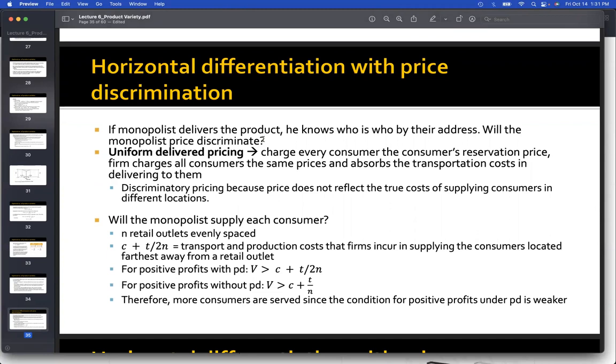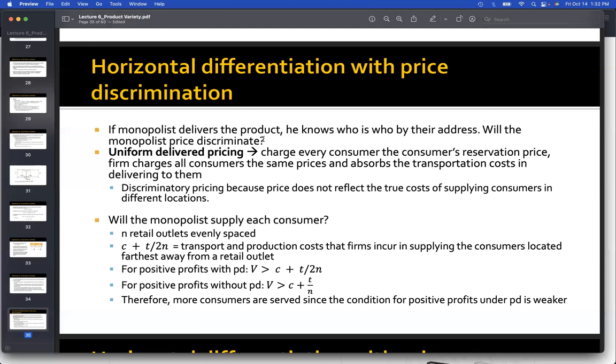So when that happens, what will be the response of the monopolist? Okay. So there'll be uniform delivered pricing. You charge each consumer the consumer's reservation price, which again here is V. So everyone has the same reservation price. They're just located differently, right? In different spots on the line. The firm charges all consumers the same price and absorbs the transportation costs in delivering to them. Discriminatory pricing, because price does not reflect the true cost of supplying consumers in different locations.